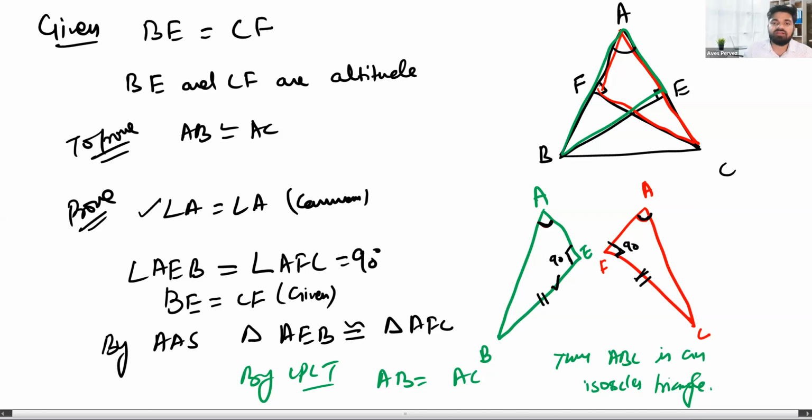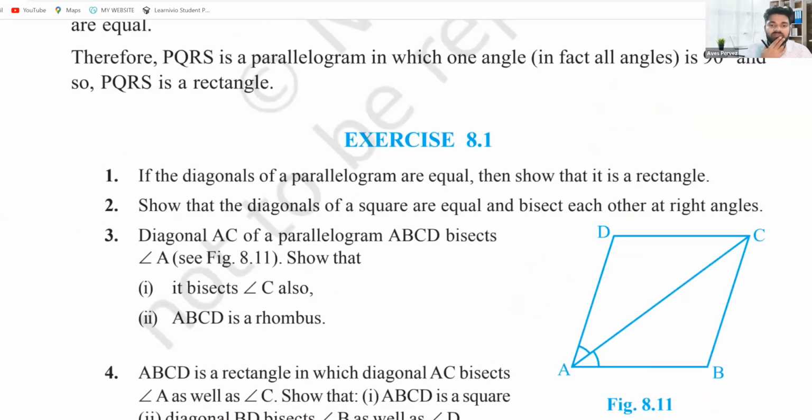Okay. So let's see: if the diagonals of a parallelogram are equal, then show that it is a rectangle. Have we done this question? No, sir, we didn't start doing the questions. You were just explaining. Okay. So let's write question number 1. If the diagonals of a parallelogram are equal, then show that it is a rectangle.